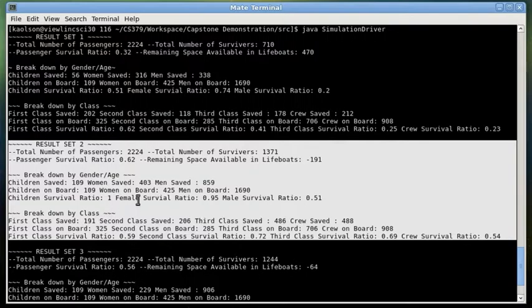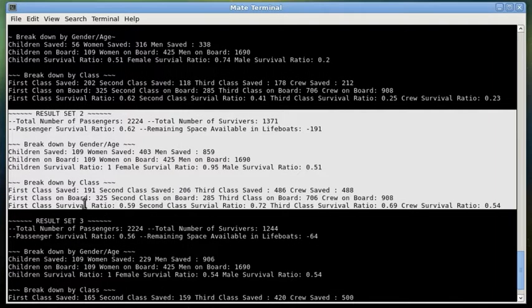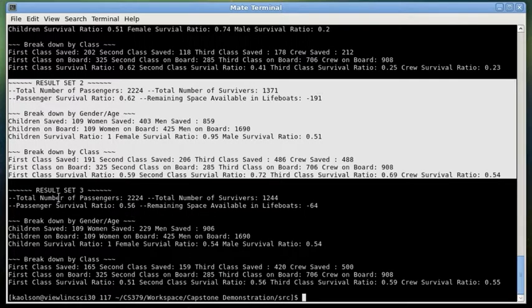As you can see here in the breakdown by children, 100% lived. Almost all of the women survived, and half of the men survived. And we can see right here that there were way more men on board than women. So this is actually a lot better distribution, even though almost 100% of women survived and only half the men survived. There were almost 900 men saved and 400 women saved. And if we look at the class breakdown here, we can see that it's right around 60 to 70% saved in first class, second class, third class, the crew. So it's a much more fair spread compared to the first results.